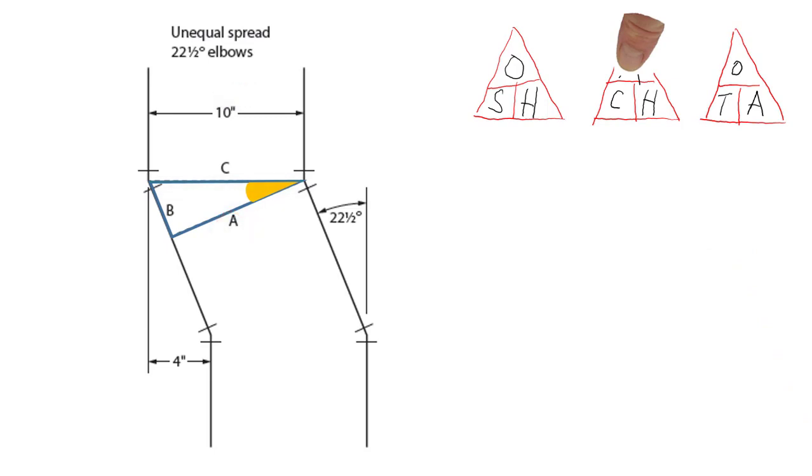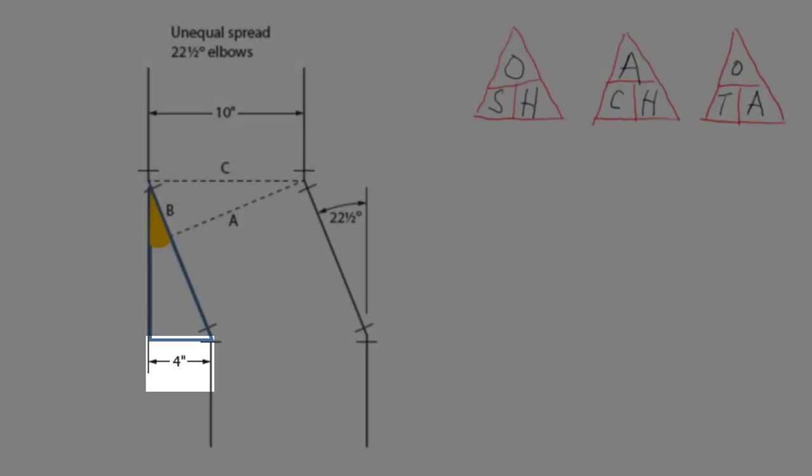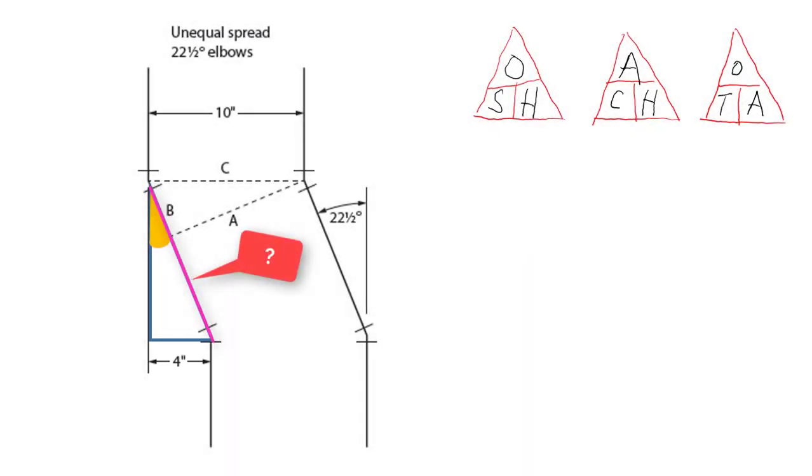To get the length of our offset travel pieces, here's the triangle. And you can see that the 4-inch offset would be our side opposite, and we will be trying to find the hypotenuse. So we will be using the trig function for sine of 22.5 degrees.